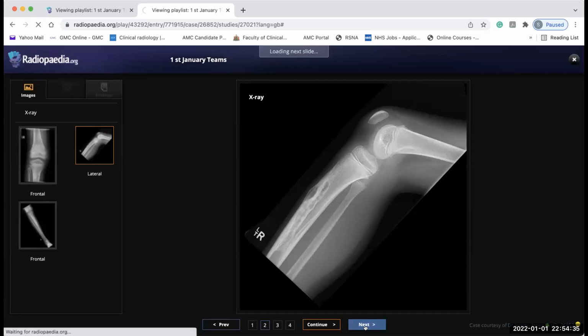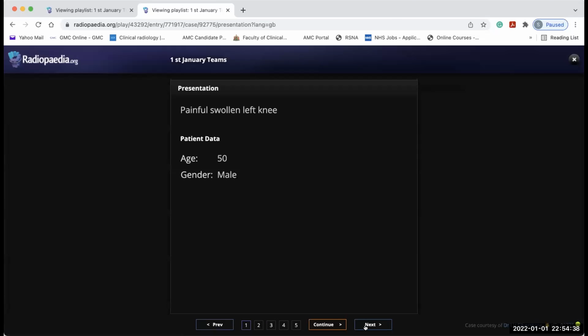So next case. It's a painful swollen left knee in a 50-year-old male.